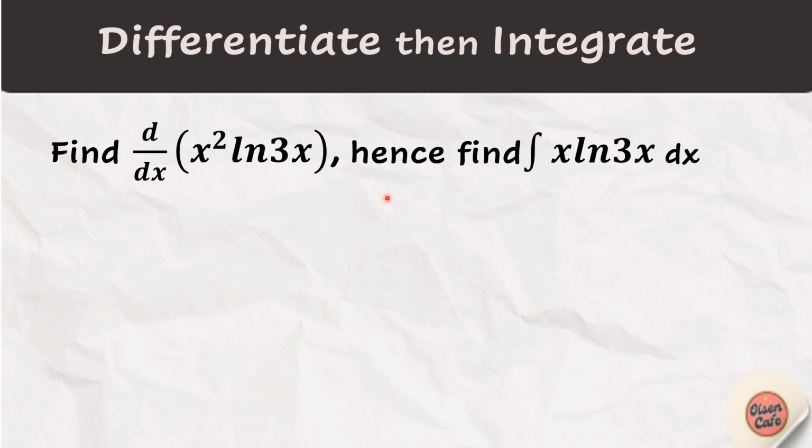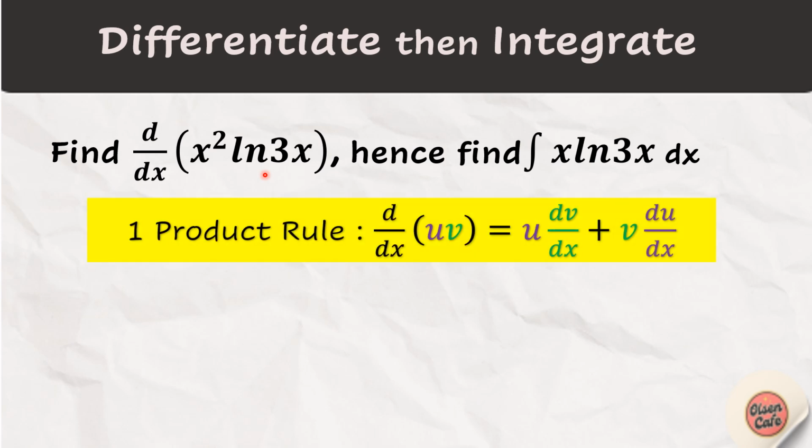So let's take a look at this question here, which is a very common one in GCE examination. We can easily solve this once you are able to grasp the fundamentals. So what we see here is the product of two functions, which is x squared and ln 3x. So therefore, we are going to apply product rule.